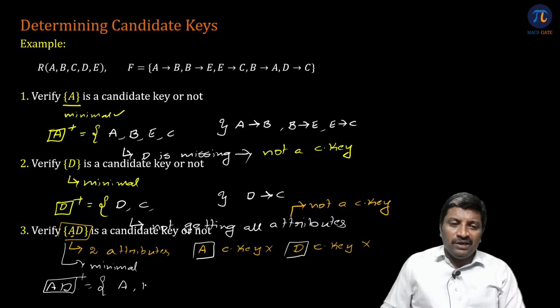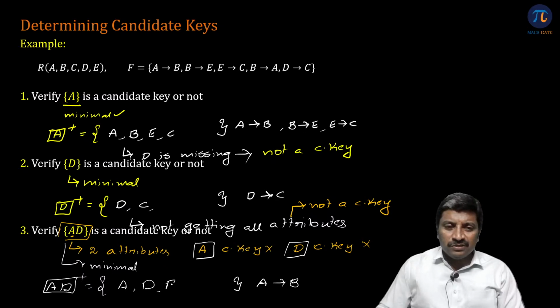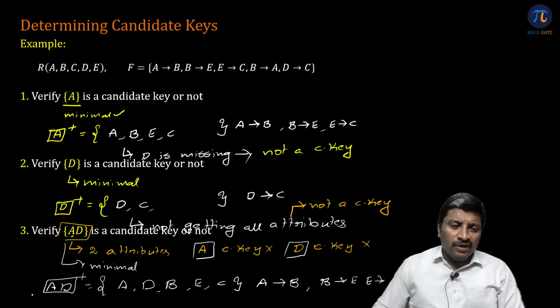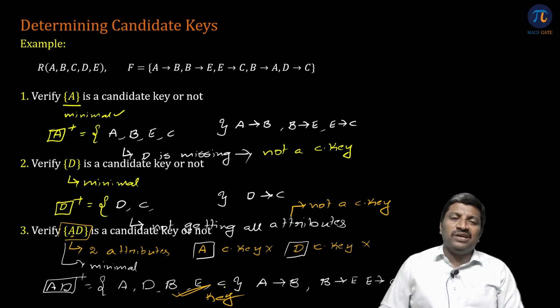With A, D, I can get AD. Anything else? With A, you can get B. Yes. With B, you can get E. Yes. Then with E, I can get C. You got all attributes, sir. So it is a key. It is minimal as well as key. So it will be a candidate key. Hope you understood the process.